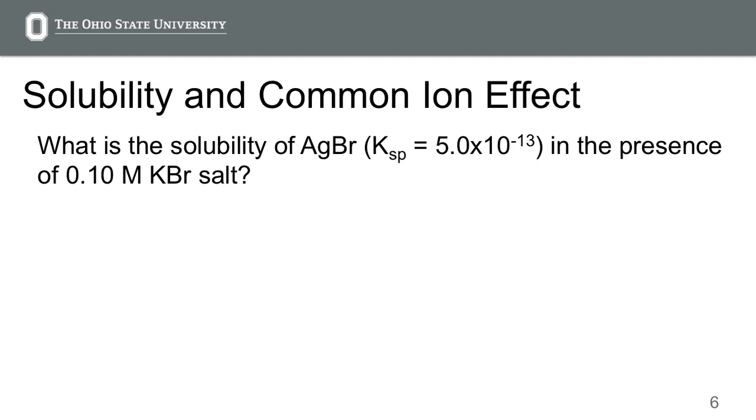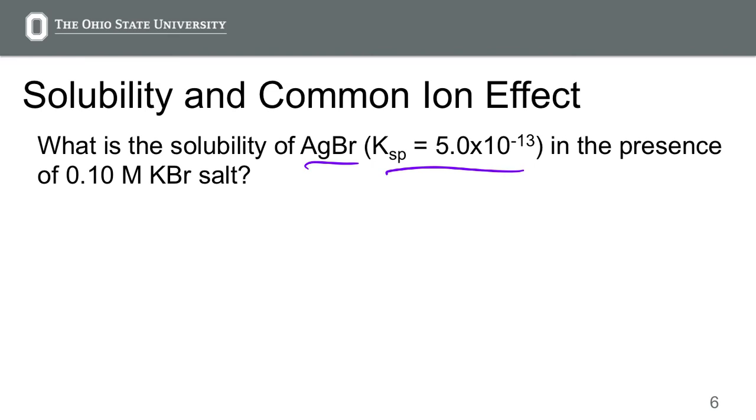So we have briefly mentioned in the past the common ion effect. Basically what this means is that you have an equilibrium and an ion gets added to the solution that shows up in that equilibrium, and it affects the equilibrium. And this is all Le Chatelier's principle, okay? So here we have a silver bromide solid with a KSP, and we want to know its solubility if we add 0.1 molar KBr to that solution.